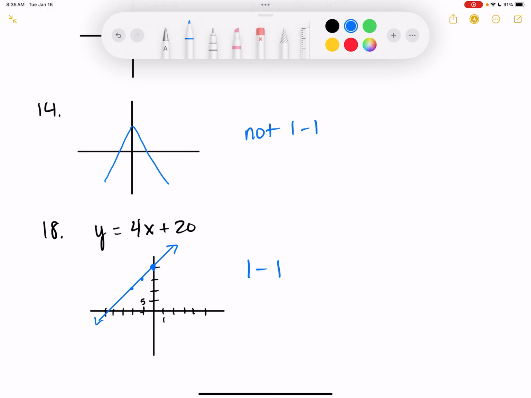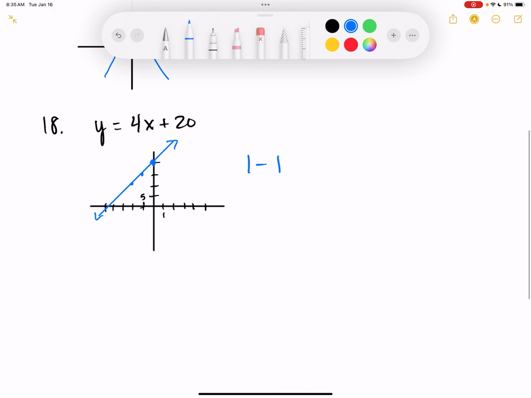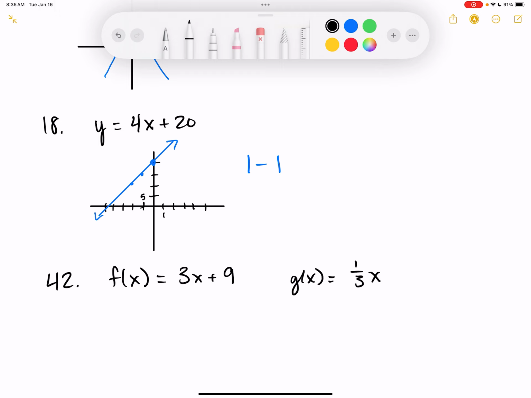Now, your book, some books just say to verify that they are inverses. Yours says to determine if they're inverses, so they may or may not be. But we have to check both ways, so basically each of these problems gets done twice. So let's see, 42. f of x is equal to 3x plus 9. And g of x is equal to 1/3 x minus 3.